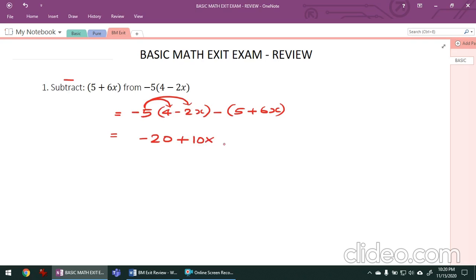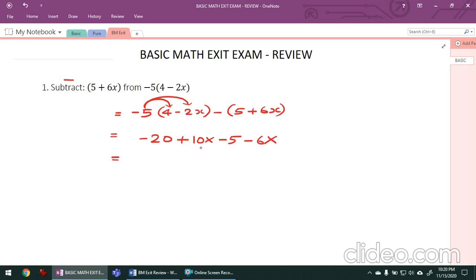Then you have to write x. Then open this bracket. Minus into 5 minus 5. Minus into plus 6x minus 6x. So when you open this bracket and if you have minus outside, all the signs will change. See, plus 5 will become minus 5, plus 6x will become minus 6x equal to.